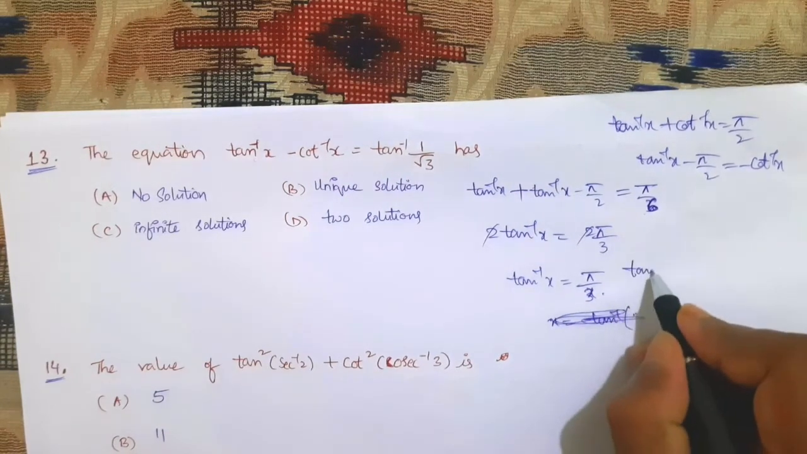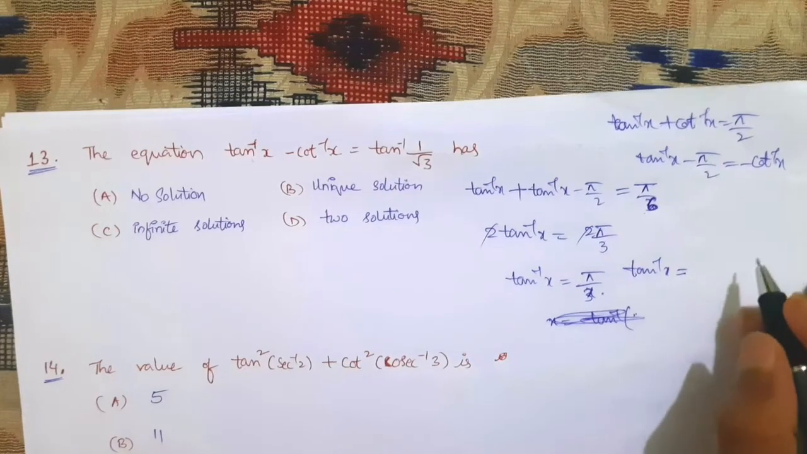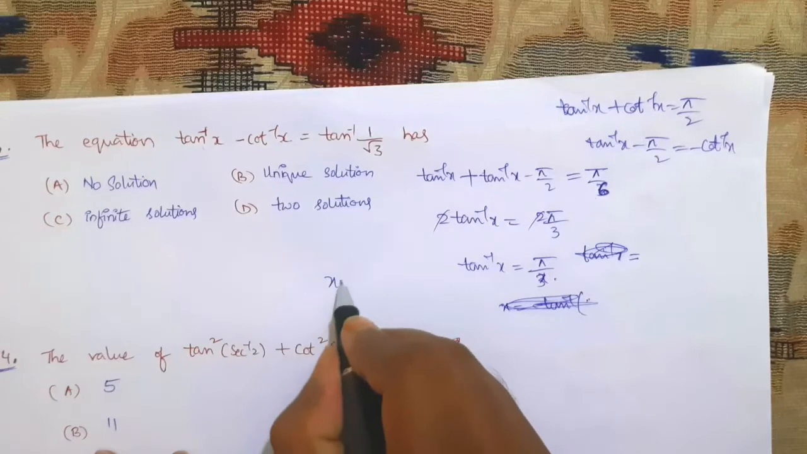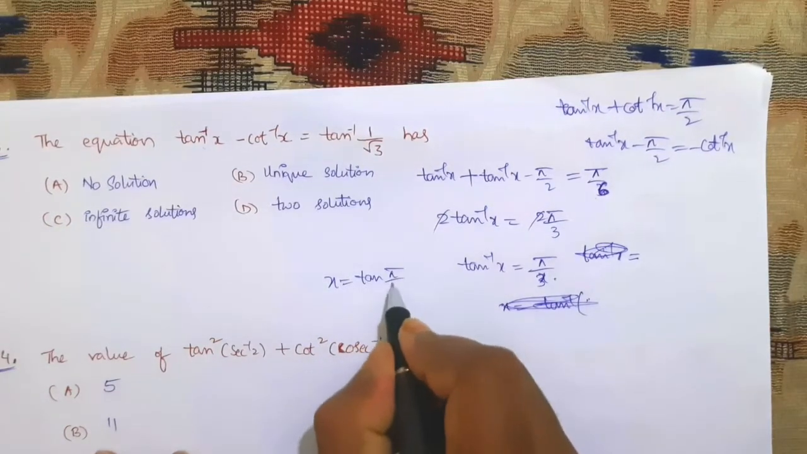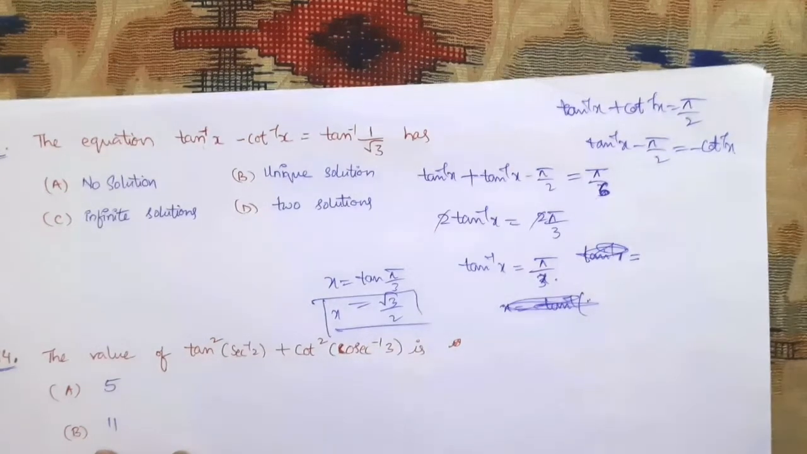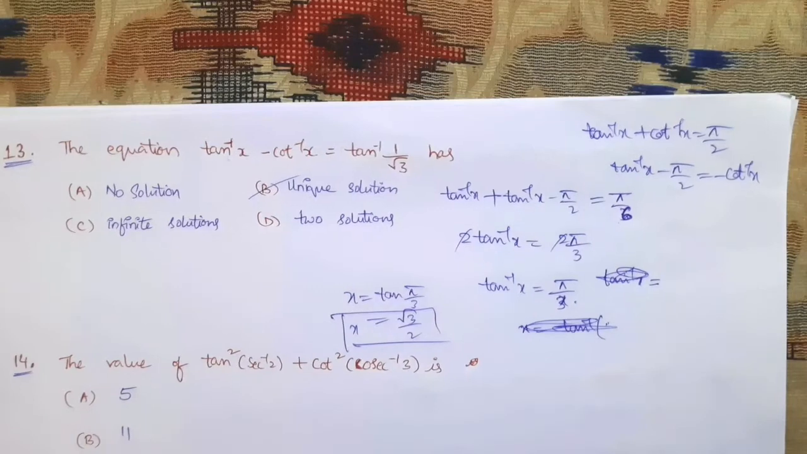Tan inverse x is equal to pi by 3, so sending tan to the other side, x equals tan pi by 3. Tan pi by 3 we know is root 3. So we got only one solution, which means it will be a unique solution.